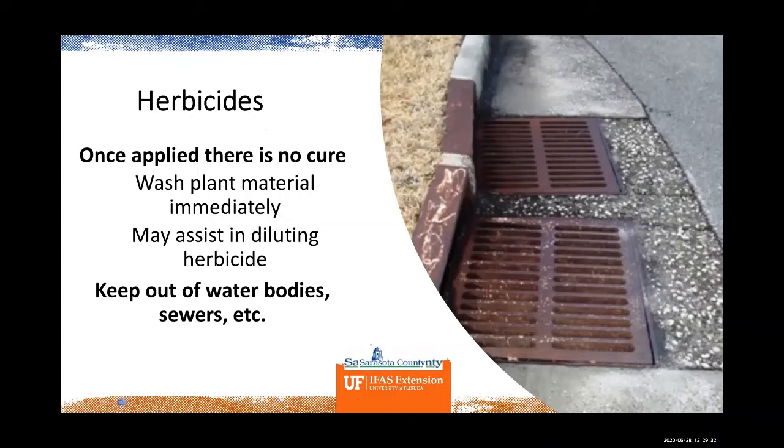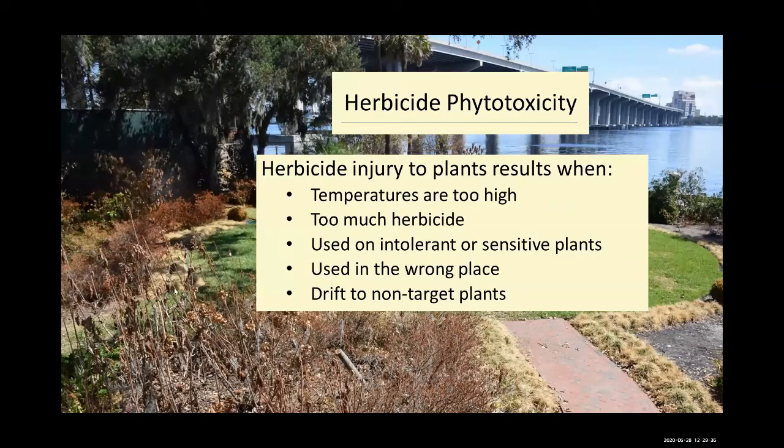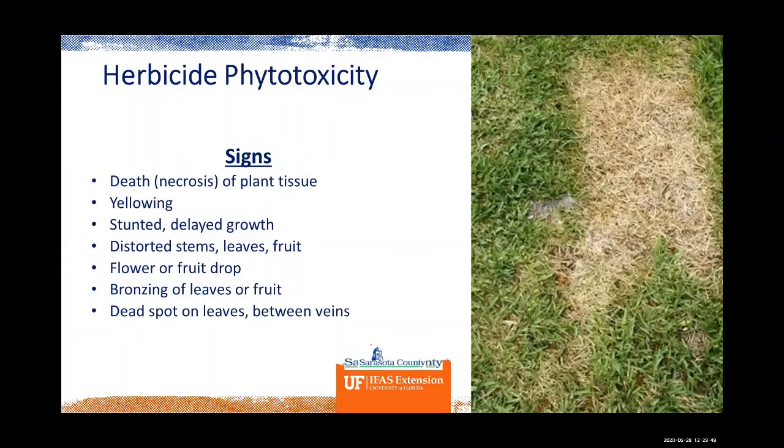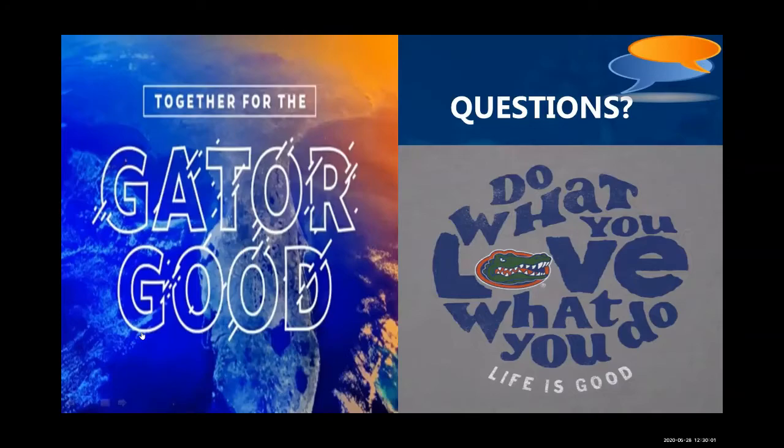You have to watch out for drift, because what you're seeing here is herbicide injury. They were targeting a particular plant, not these, and it drifted, and now these plants are dead. So you want to make sure that you keep your herbicides where they're supposed to be. And these are just some symptoms of phytotoxic reactions to herbicides.